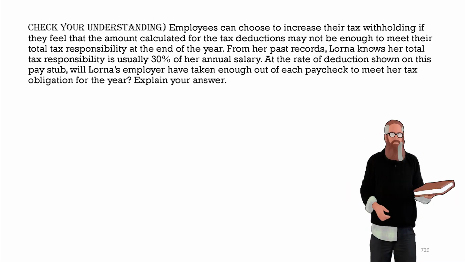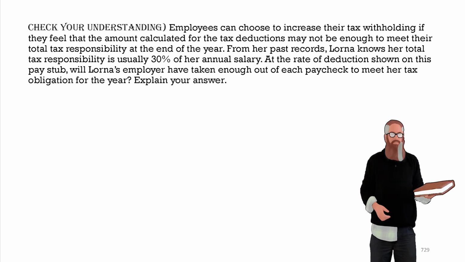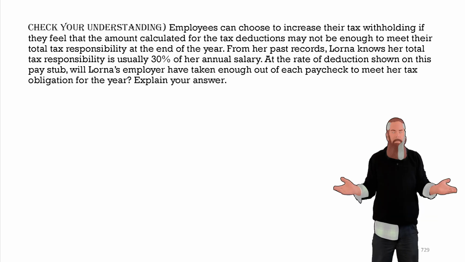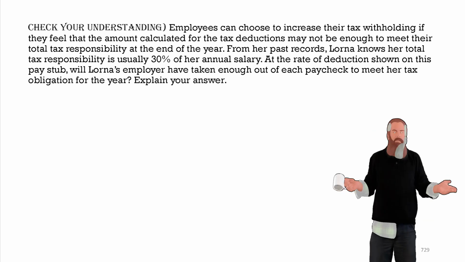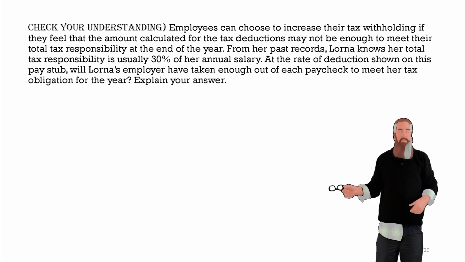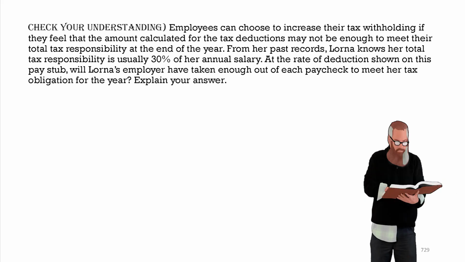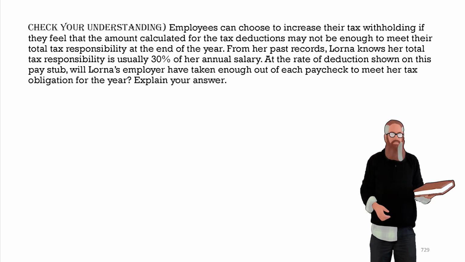Let's check our understanding here. Employees can choose to increase their tax withholdings if they feel the amount calculated for the tax deductions may not be enough to meet their total tax responsibility at the end of the year. From her past records, Lorna knows that her total tax responsibility is usually 30% of her annual salary. At the rate of deduction shown on the pay stub, will Lorna's employer have taken out enough of each paycheck to meet her tax obligation for the year? Explain your answer. Yes, approximately 35% of her annual salary will be deducted for taxes.